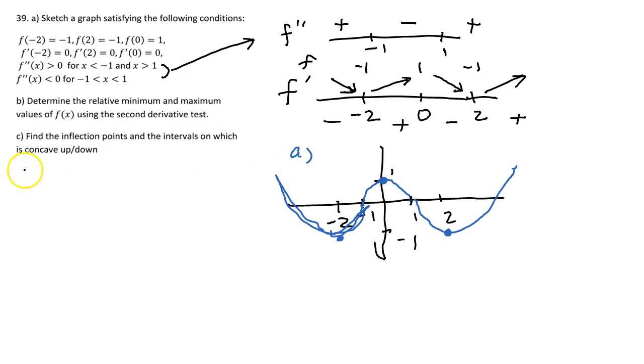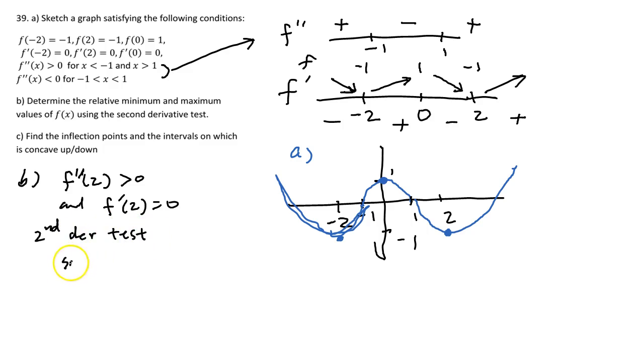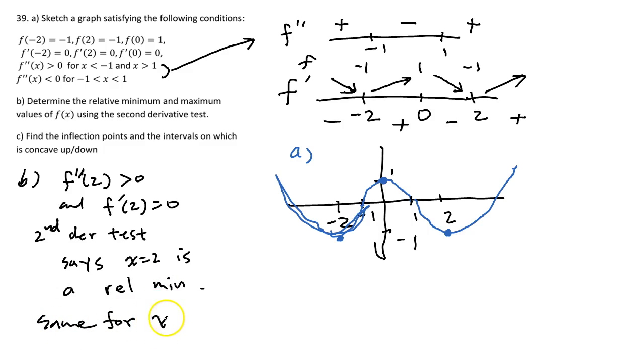Now let's go to part B. We already said it, but since f double prime of 2 is positive and f prime of 2 is 0, the second derivative test says x equals 2 is a relative min. And the same can be said of x equals negative 2. It must be a relative minimum.